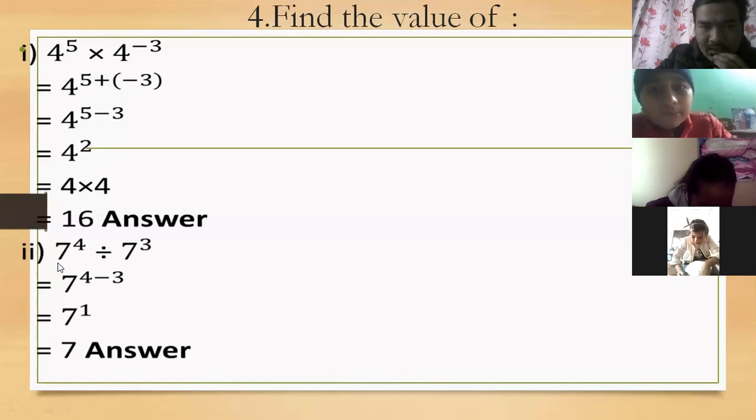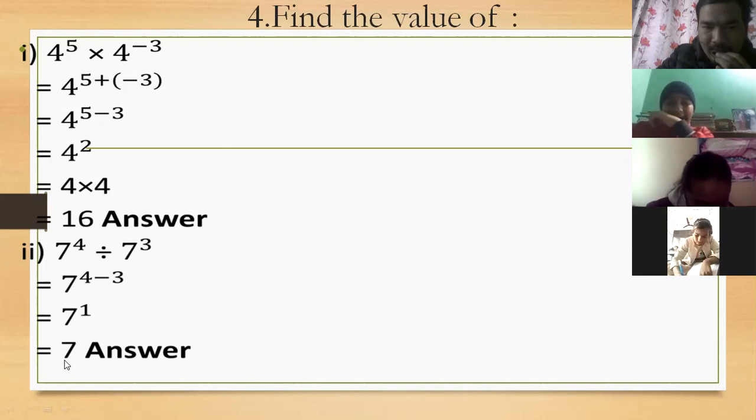Similarly, the second question also has the same base: 7 to the power 4 divided by 7 to the power 3. If you are going to divide them, we have to write only one base and subtract the powers. 4 minus 3 means 1. 7 to the power 1 means 7 only. Are you clear about these two questions? Yes, sir.